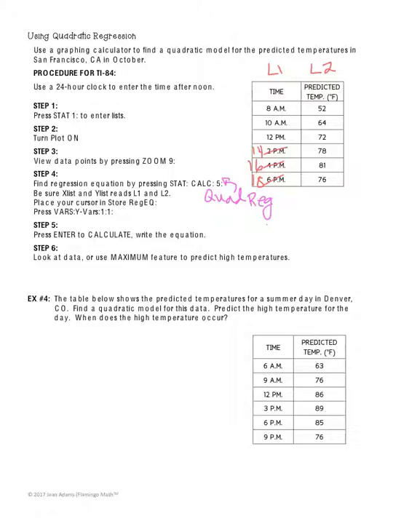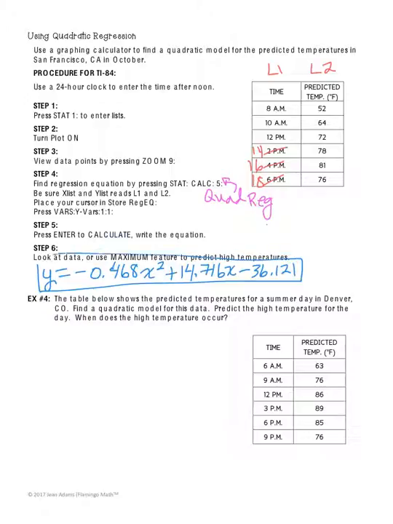In this particular case, they give you an a, a b, and a c. So that's your ax squared plus bx plus c. Your a in this case should have been negative 0.468. It should round to that, and that's going to be our x squared. And then our b is plus 14.716, that's our x. And then minus 36.121. So that is the equation that approximates those points.